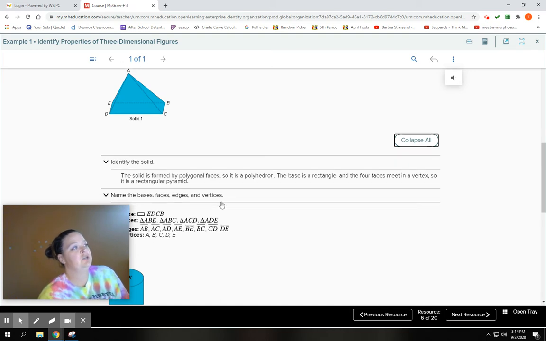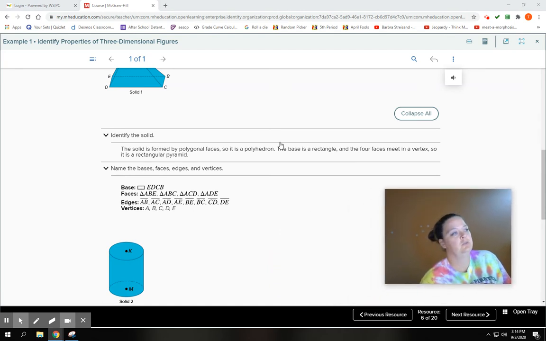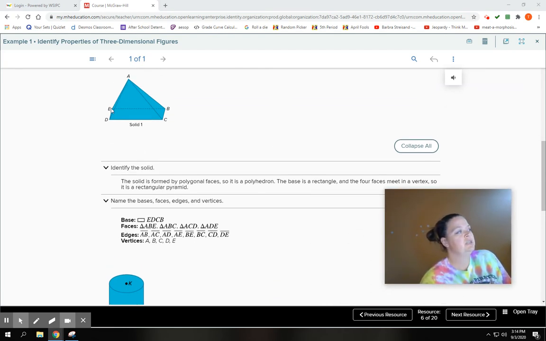Name the bases, faces, edges, and vertices. I'm going to move my face over here so we can see the figure at the same time. The base is this rectangle here, EDCB, right there. The faces are ABE, which is that back side, ABC, which is this right side, ACD, which is the front, and ADE, which is the left side. It's really hard to see, but it's right there. The edges are the lines AB, AC, AD, AE, BE, that dotted one in the back there, BC along the side, CD along the front, and DE along this other side. And the vertices are at A, B, C, D, and E.